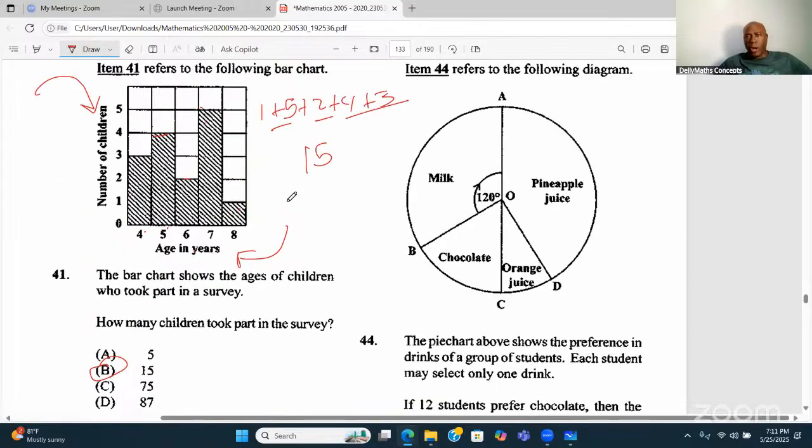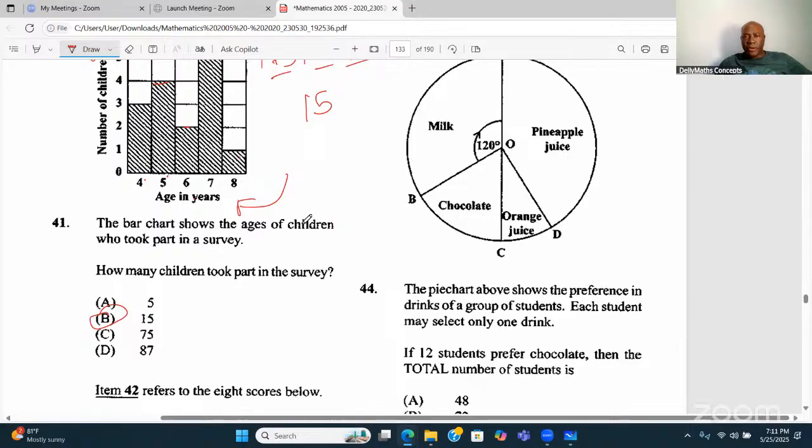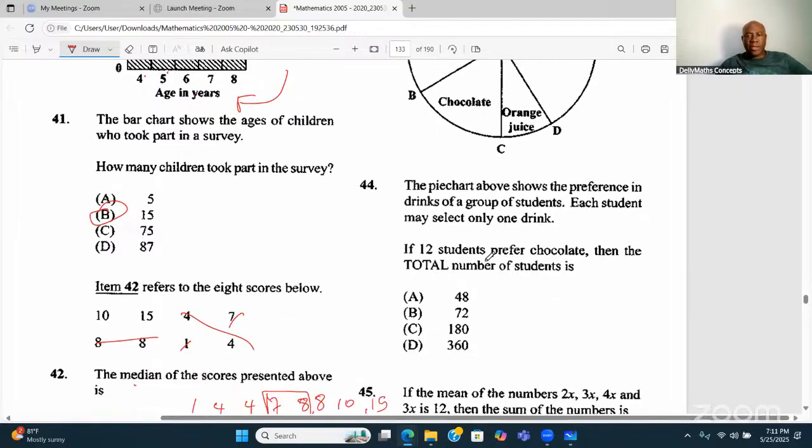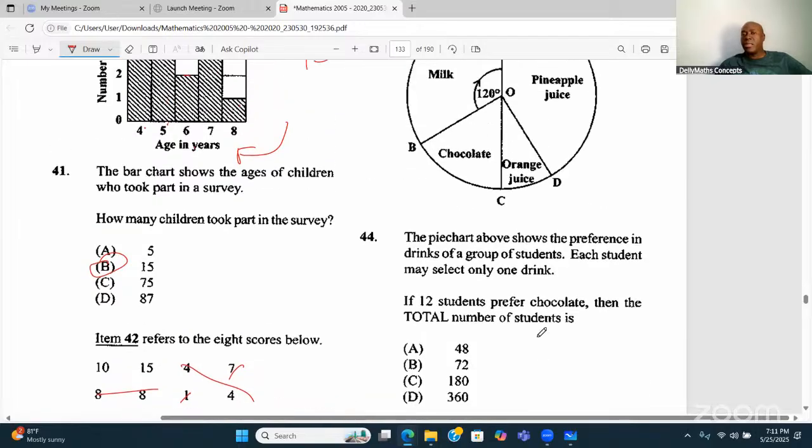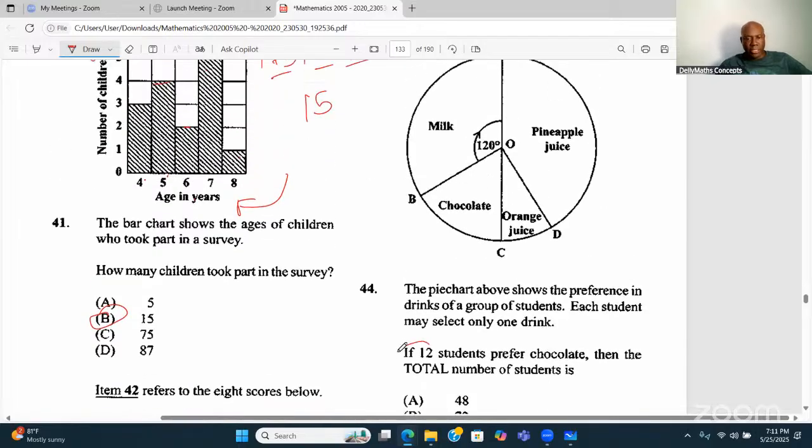Question 44 says here that the pie chart above shows the preference in terms of drink of a group of students. Each student may select only one drink. So it says if 12 students prefer chocolate, then the total number of students is what? So the key would have been the "if." That's the anchor. 12 students prefer chocolate. So wherever chocolate is, this is 12 students.